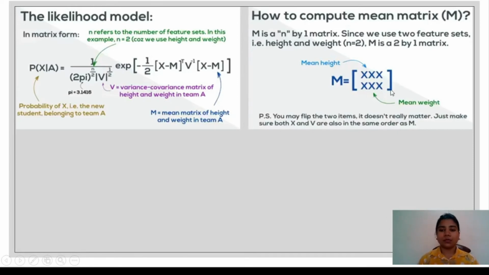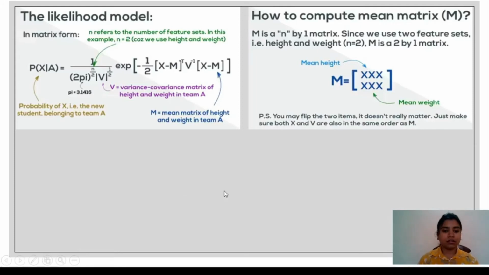But one more thing here, it is not necessary to write the first feature in the first row. You can write weight in the first row and height in the second row, but just make sure that whichever sequence you are taking in the mean matrix, you follow that sequence throughout the example.